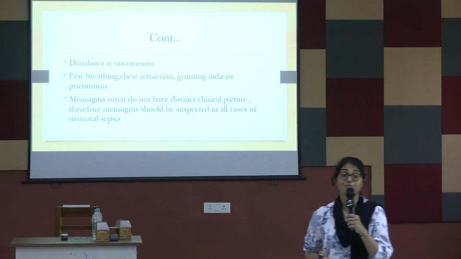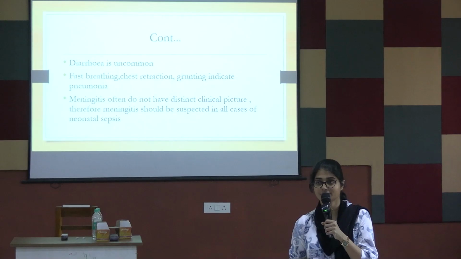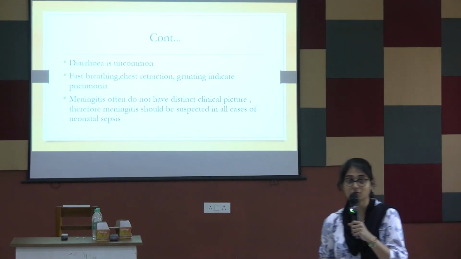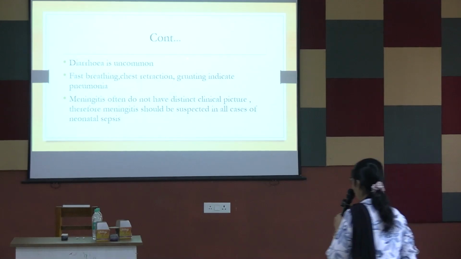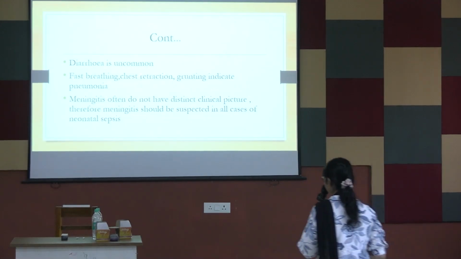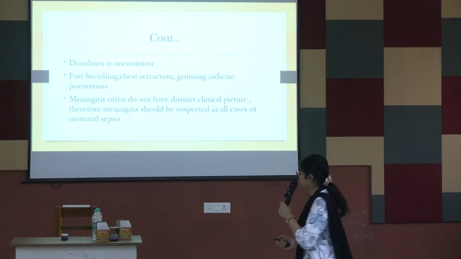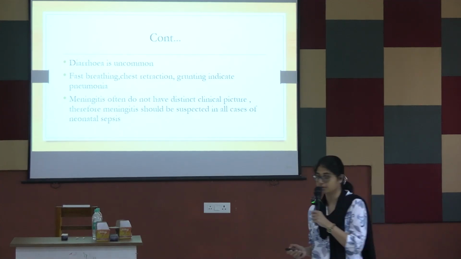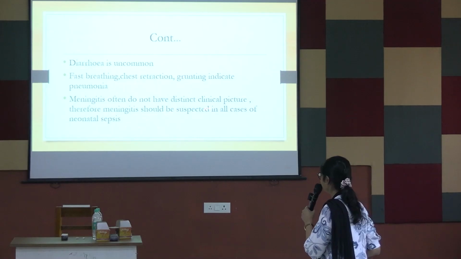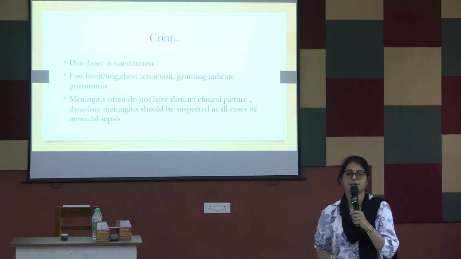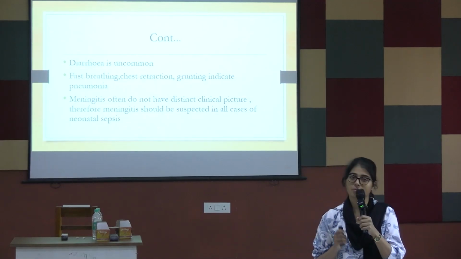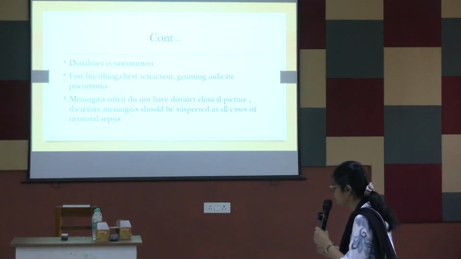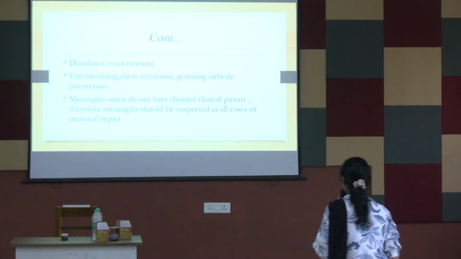What is the definition of fast breathing in a newborn? More than how many? 60 per minute. Very good. If it is more than 60 per minute, and if there is grunting, if there is chest retraction, it will indicate pneumonia. Meningitis often does not have a distinct clinical picture. Therefore, meningitis should be suspected in all cases of neonatal sepsis. So we should always think about meningitis also. When we will think about meningitis, I will explain it to you in the subsequent slides.